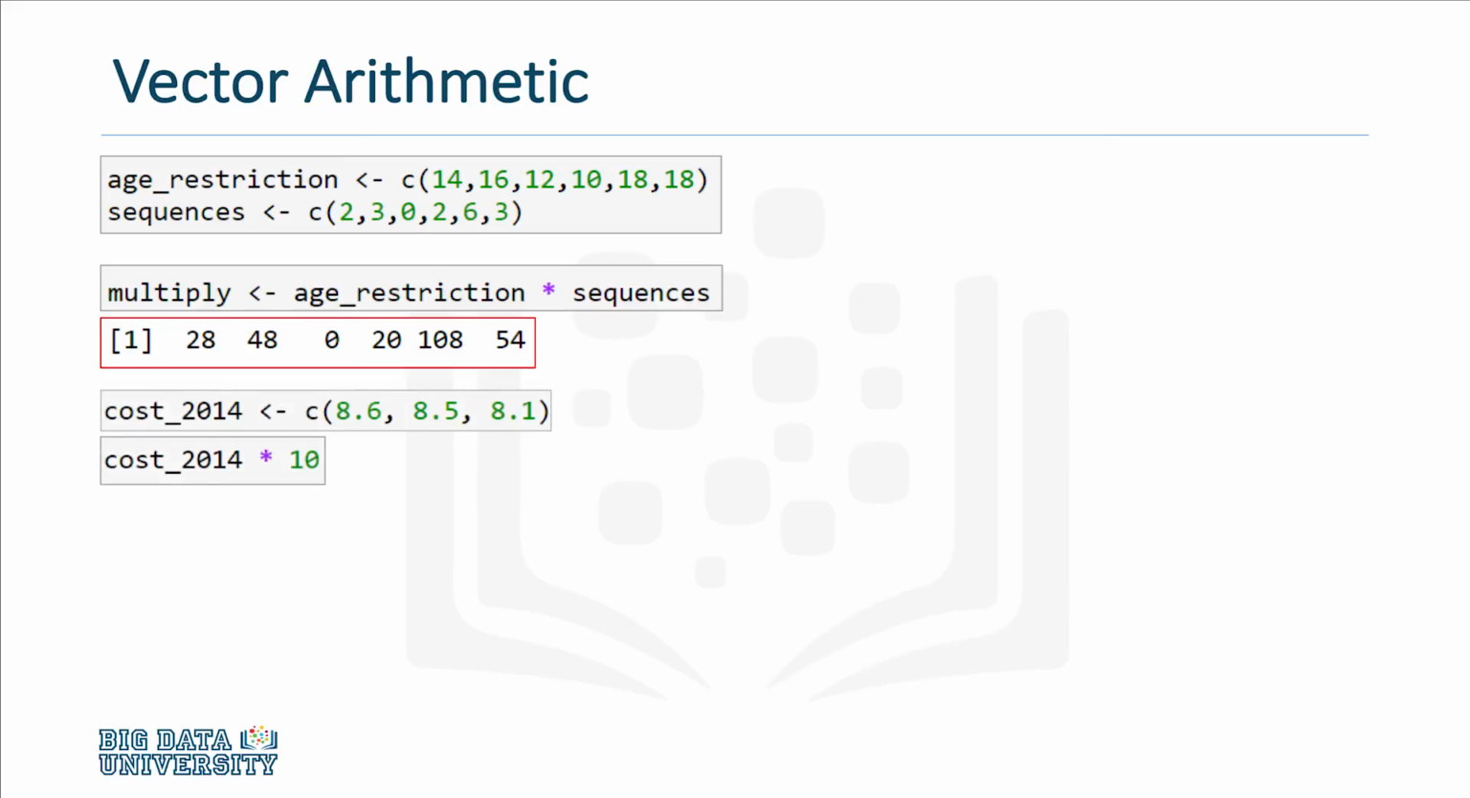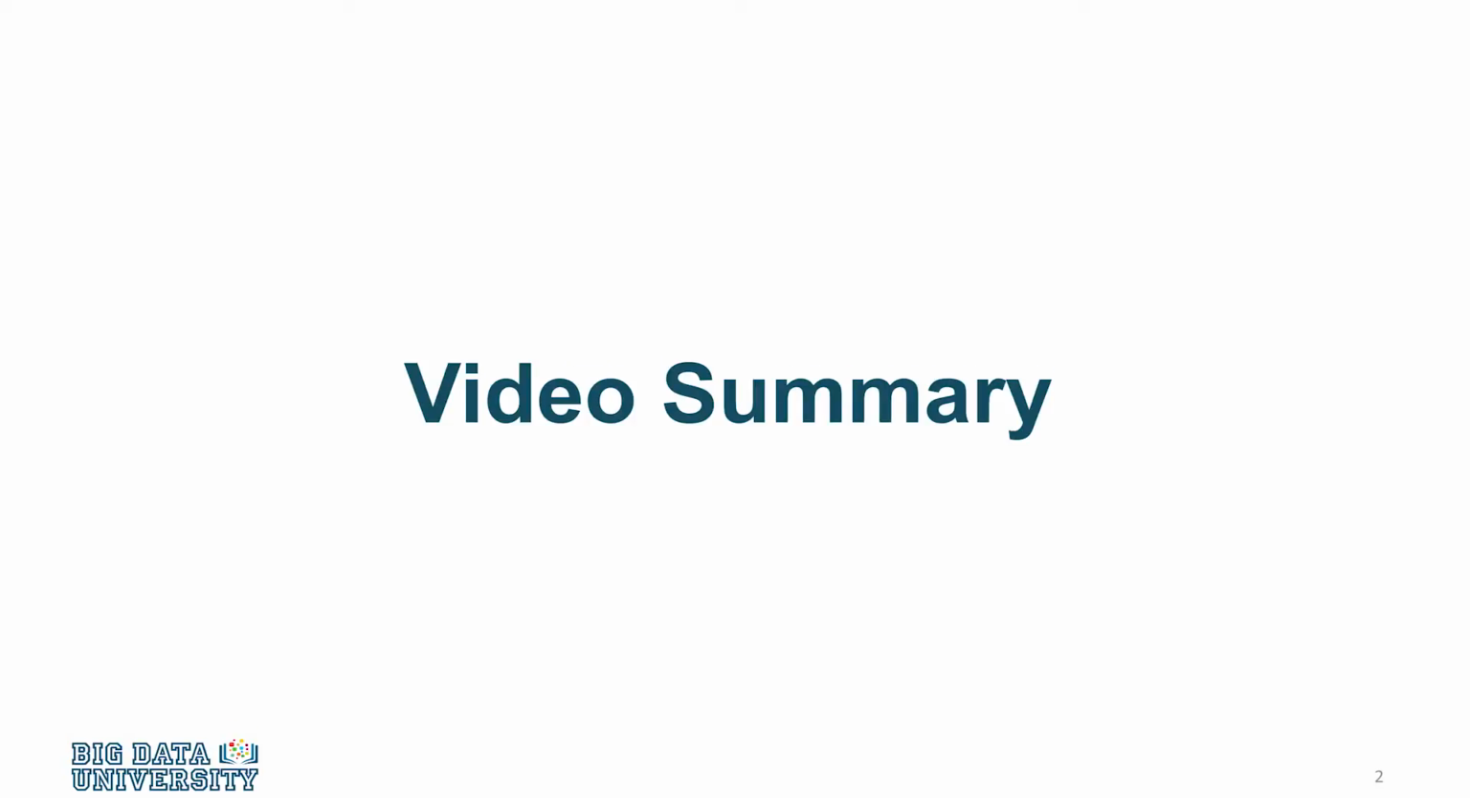In this example, we multiply a vector by a number instead, but the concept is the same. Each element is multiplied by 10. By now, you should have a good idea of how to access the elements of a vector and how to apply useful operations.